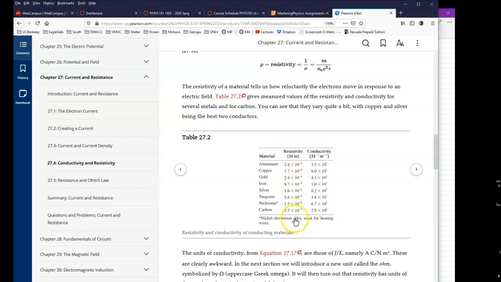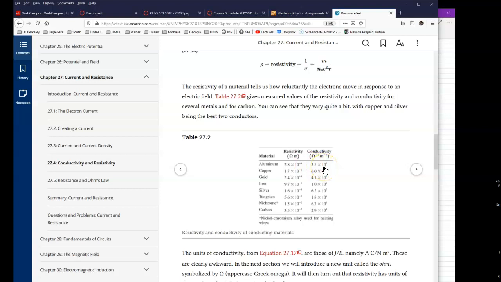Look at all the conductors: they are 10 to the power negative 8. Aluminum 2.8 times 10 to the negative 8, copper 1.7, gold 2.4, and so on. So they have a very tiny resistivity. They're very good conductors, but they are very bad resistors. And conductivity is basically the reciprocal of it. All you need to do is take 1 over this number and you'll get the conductivity.